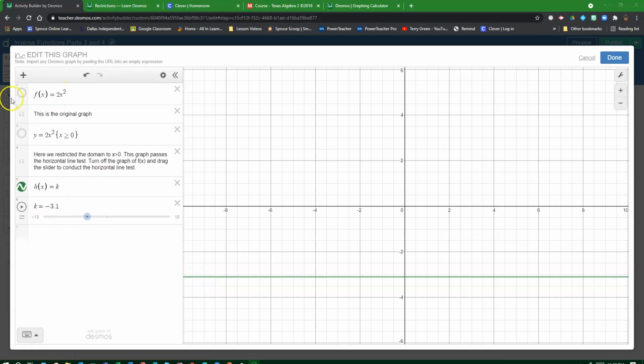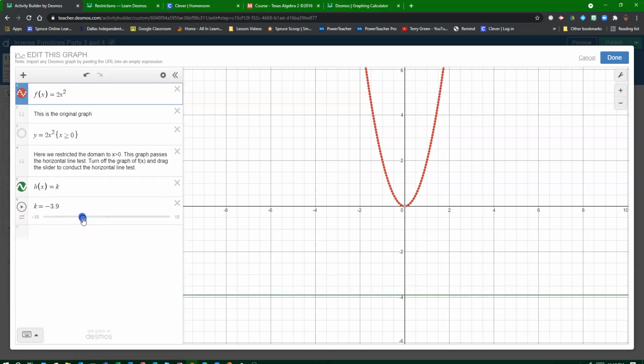Okay. Here we have the function f of x equals 2x squared. I'm going to go ahead and turn it on. Okay. So this is a function right here. Notice that I've created a slider which conducts the horizontal line test.